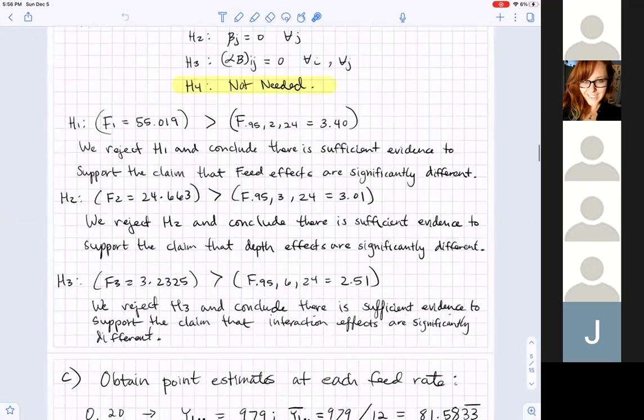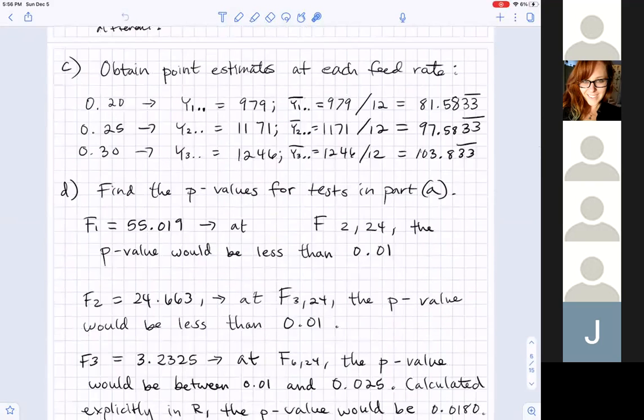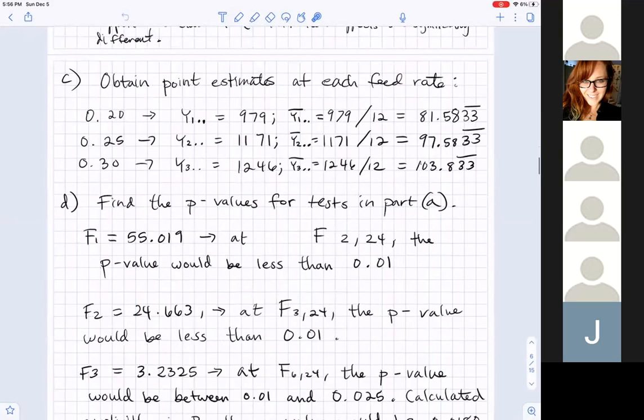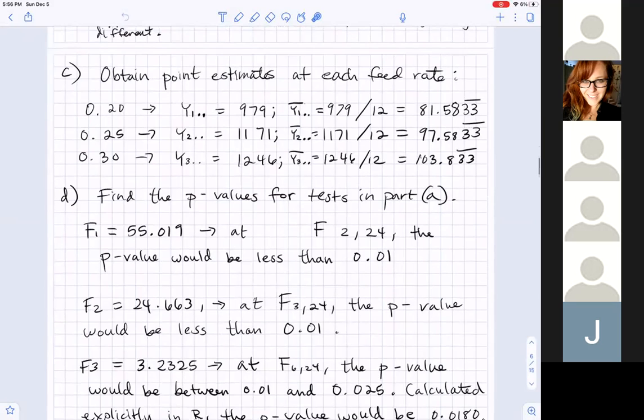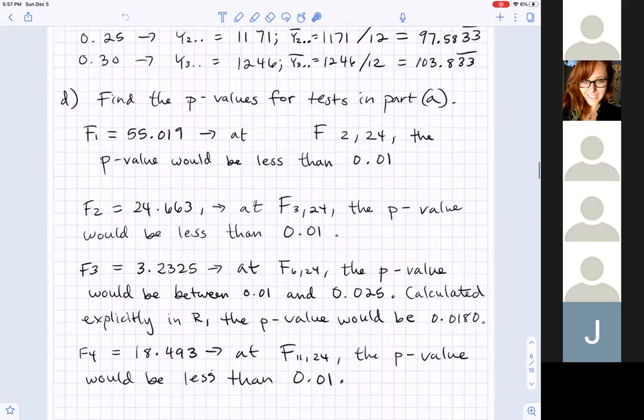And then you do your hypotheses, your point estimates at each feed rate. I actually don't know what this is. I forget what this is. Oh, I see. For each treatment, you're sort of just getting a hat value, like an estimated mean or something. Okay. Find the p-value.